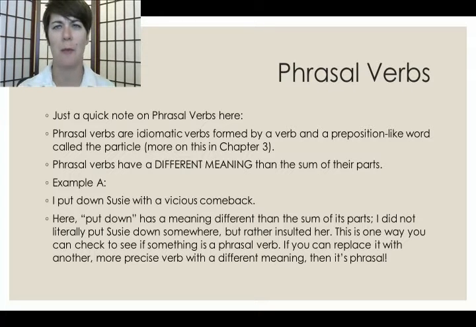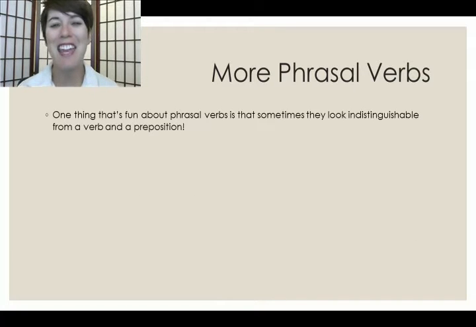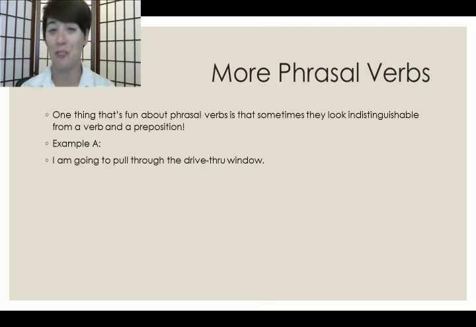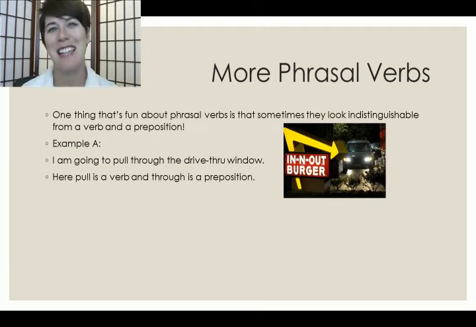Let's talk a little bit more about phrasal verbs and how they work. One thing that's fun about them, and by fun I mean one thing that's going to drive us absolutely crazy about them, is that they sometimes look indistinguishable from a verb and a preposition. So in our first example, example A, I'm going to pull through the drive-through window. Here, pull is a verb. Through is a preposition. And the drive-through window is the object of the preposition.